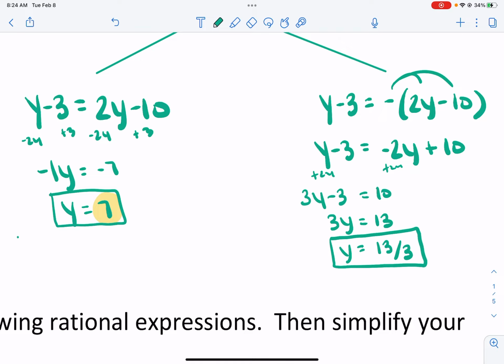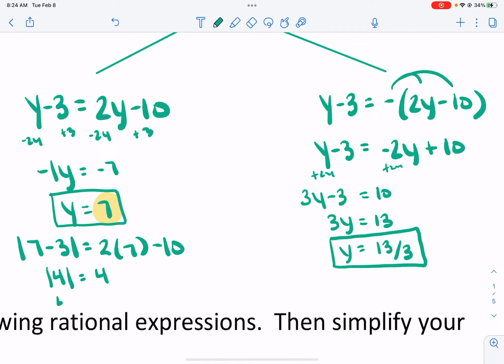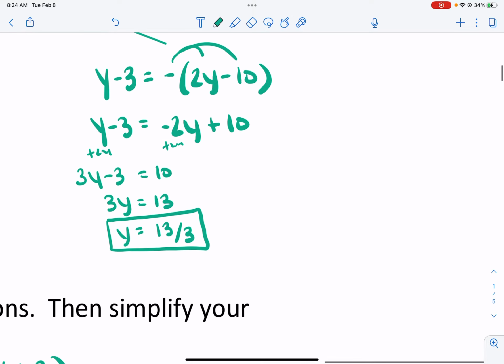So I have the absolute value of 7 minus 3 equals 2 times 7 minus 10. So that's the absolute value of 4 equals 2 times 7 is 14 minus 10 is 4, and the absolute value of 4 is equal to 4. Good. 13 thirds is a little bit trickier, but we're going to be fine.